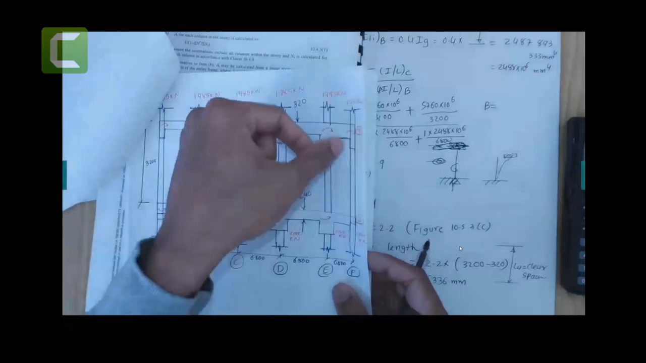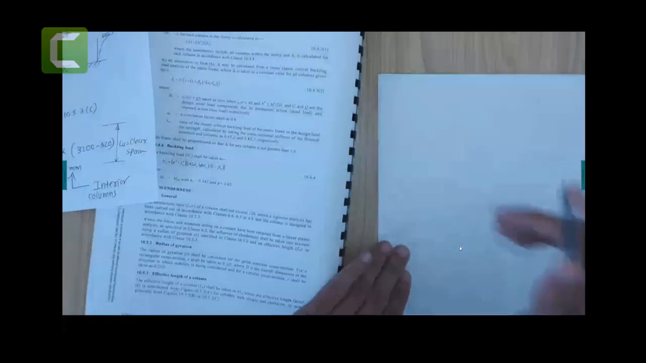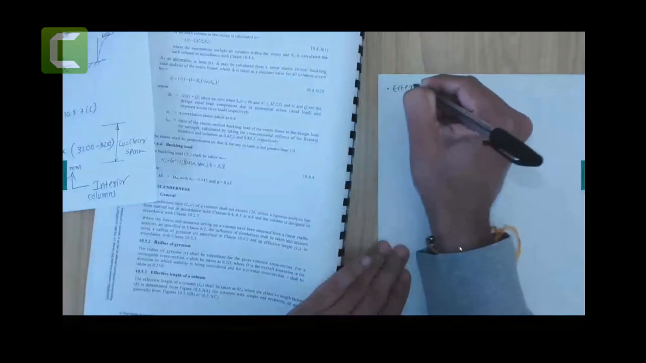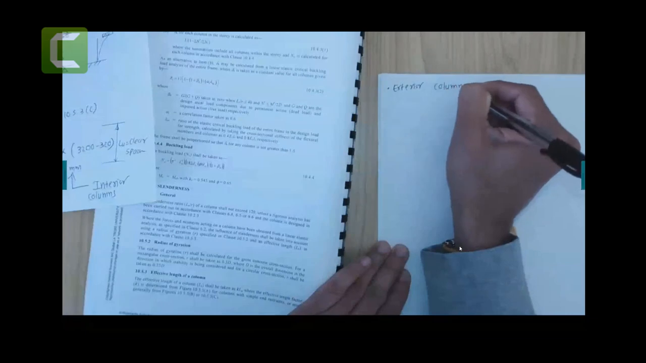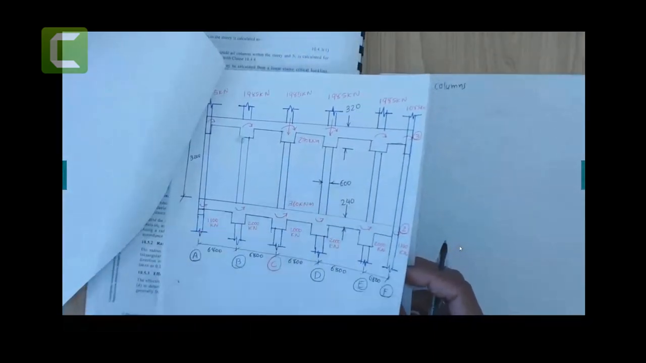This one, your exterior columns. Look, these are at your outer perimeter, okay? So this effective length that you get is for interior columns. All the interior columns have an effective length of 6336. Let's say for exterior columns, let's work it out. What do exterior columns mean? These are columns outside of your frame, like column A and column F, right? The grid at A and grid at F.